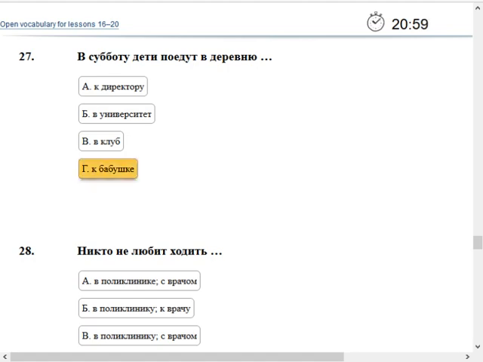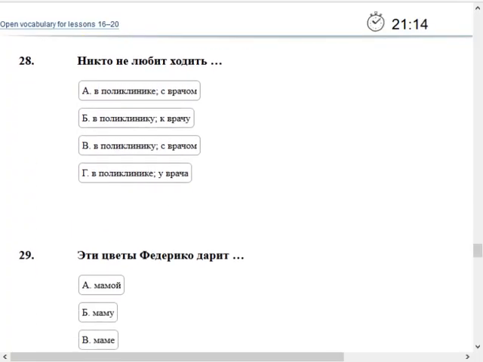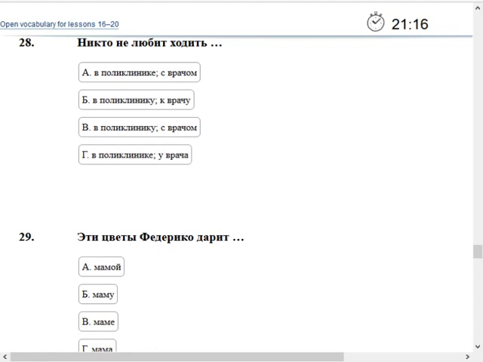Maybe there are children in Russia who go to clubs or universities, who knows, but at least within this family-friendly form of the lesson, the children go to babushka, they go to grandma. And again, I think it's pretty clear by now that babushka becomes babushkie because it's dative, so there we go. Никто не любит ходить, no one likes to go to the polyclinic. Nobody likes to go to the medical clinic, to the doctor.